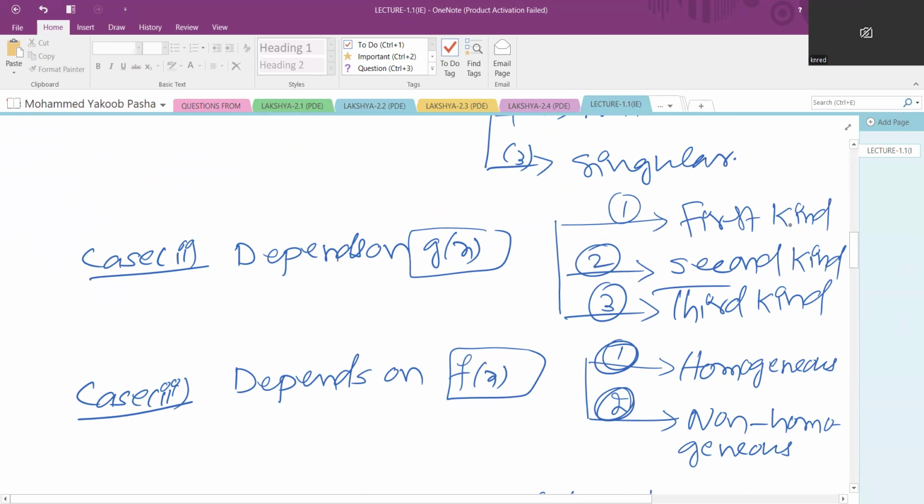First kind Fredholm integral equation, second kind Fredholm integral equation, third kind Fredholm integral equation. Similarly, first kind Volterra integral equation, second kind Volterra integral equation, third kind Volterra integral equation.